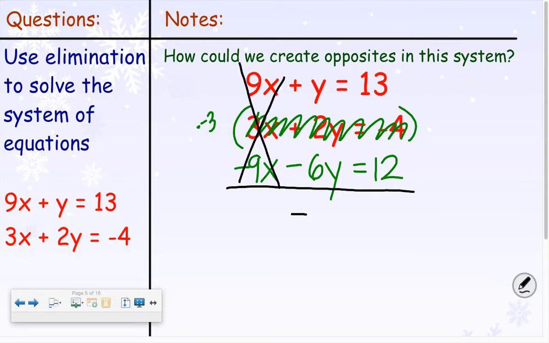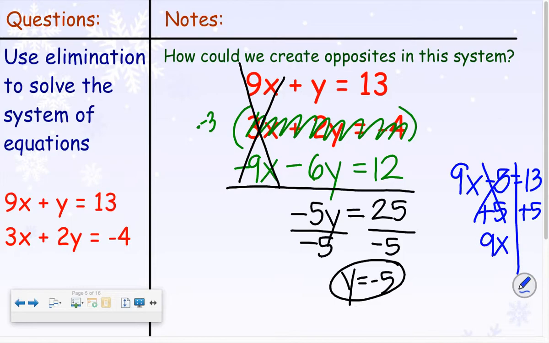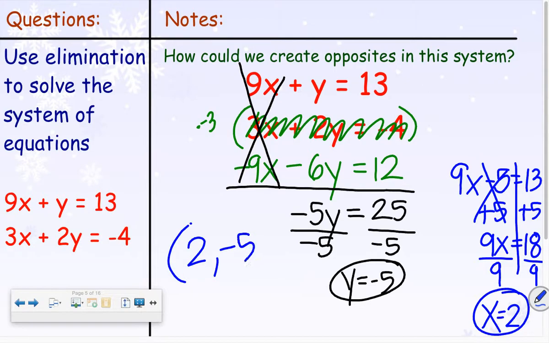I know I did this correctly because I have opposites. y and negative 6y make negative 5y. 13 and 12 make 25. Divide both sides by negative 5, and I have y equals negative 5. Take negative 5 and plug it into my first equation. 9x minus 5 equals 13. Add 5 on both sides. 9x equals 18. Divide both sides by 9, and I have x equals 2. So (2, negative 5) is my solution. Summary.